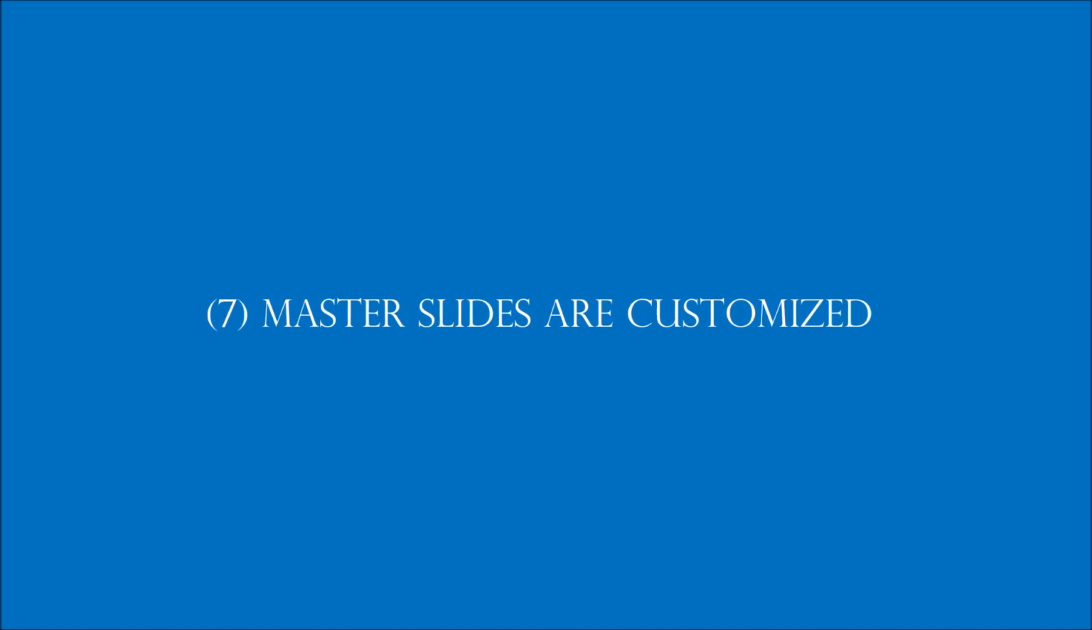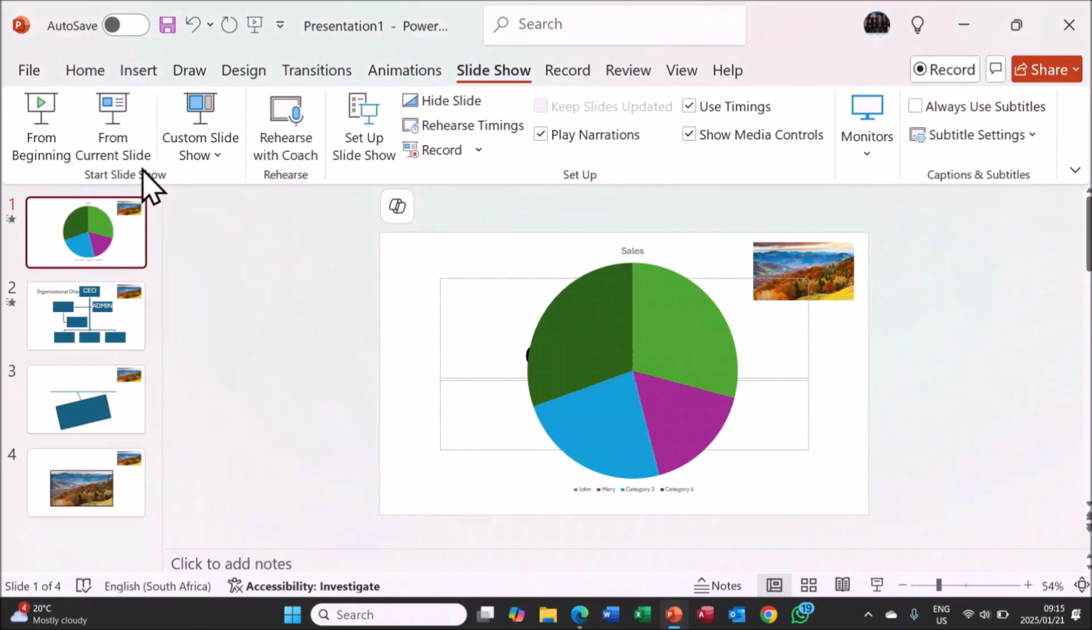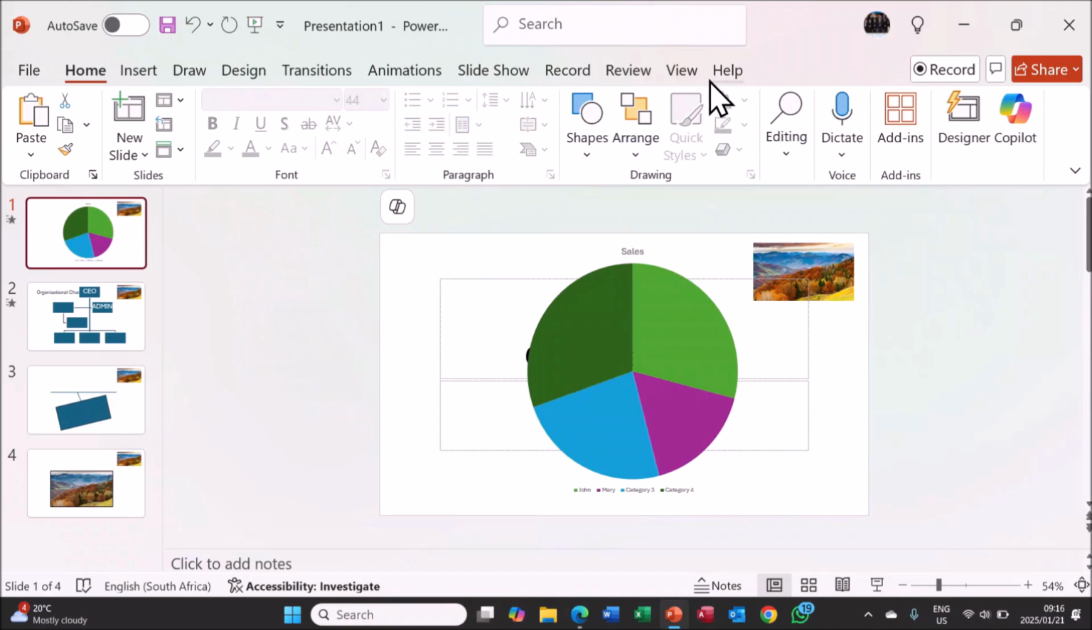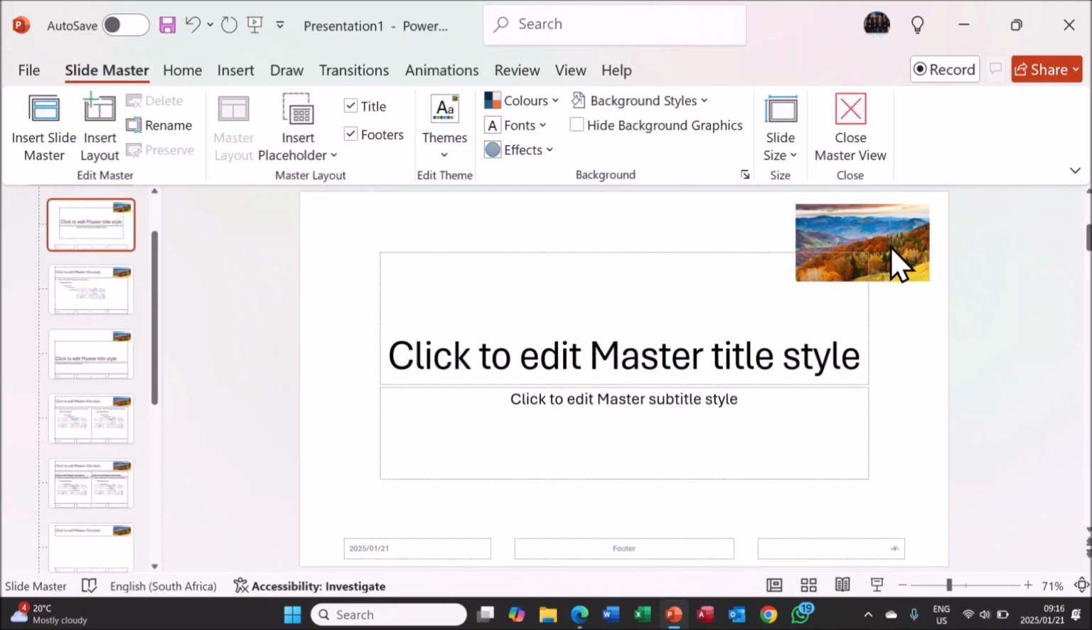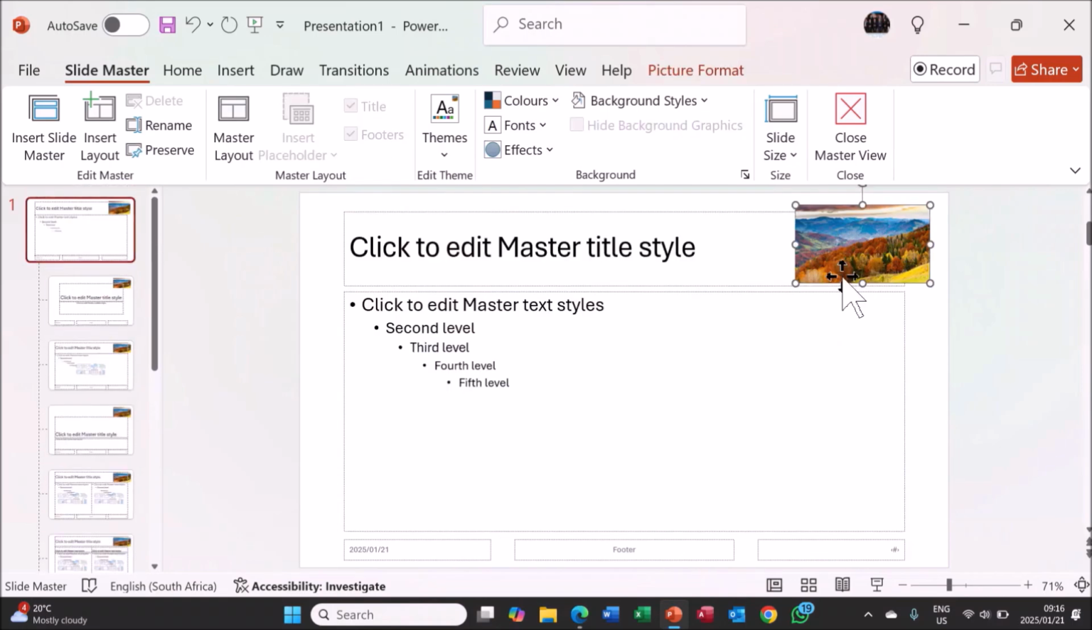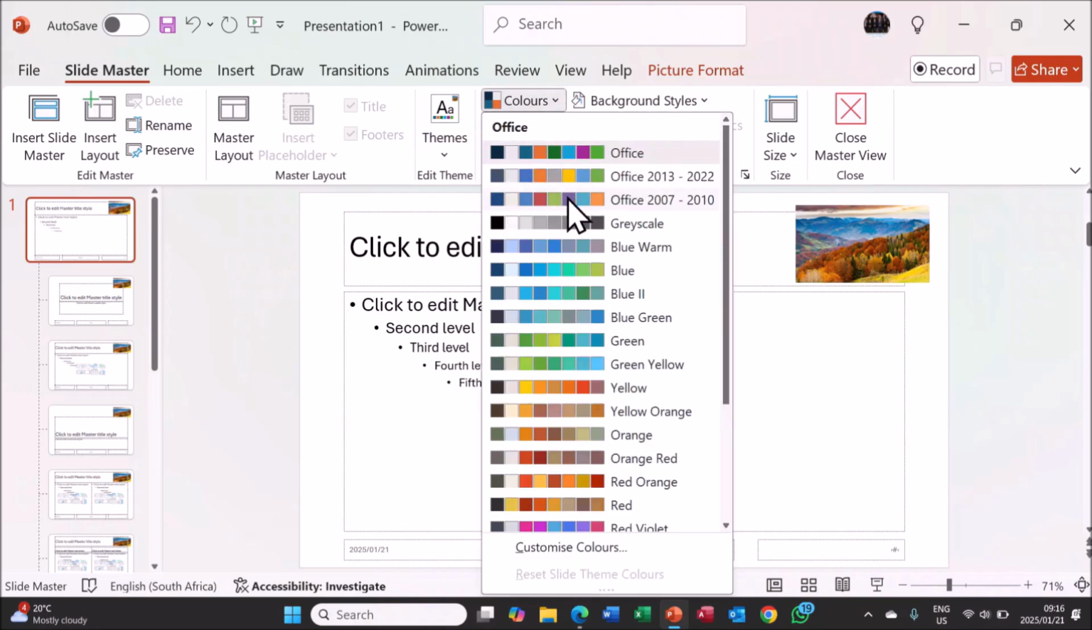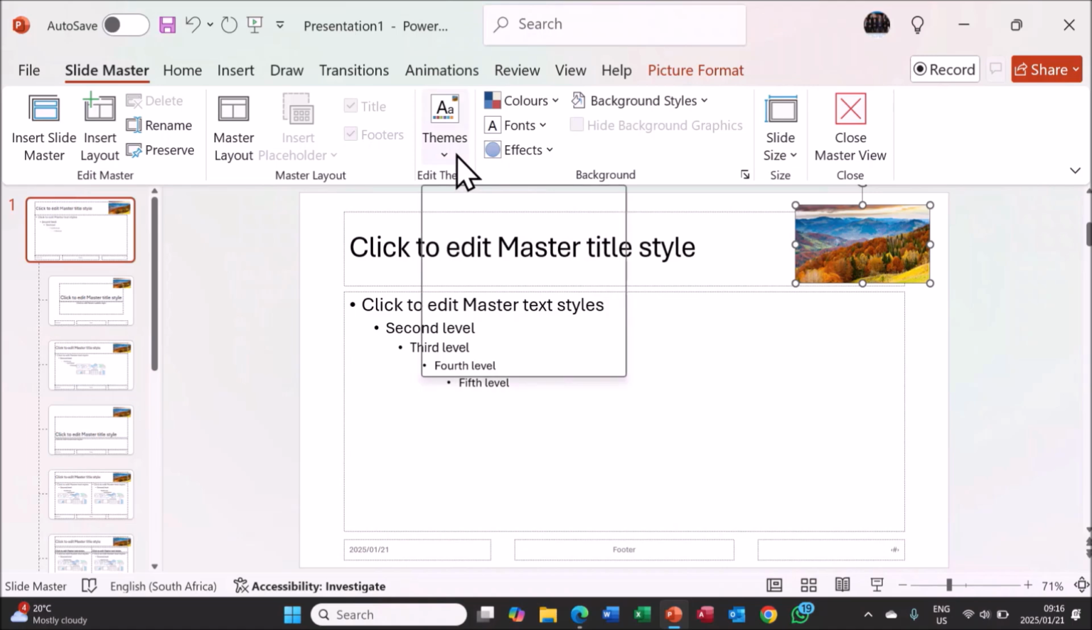Master slides are customized. If we go back to our slide master in the View option, Slide Master, we can also change the formatting of our picture in the slide master. We can choose a different color. We can change the theme of our slide master.